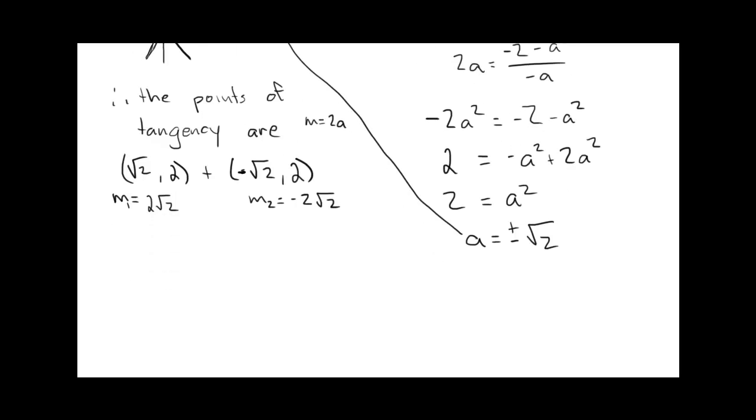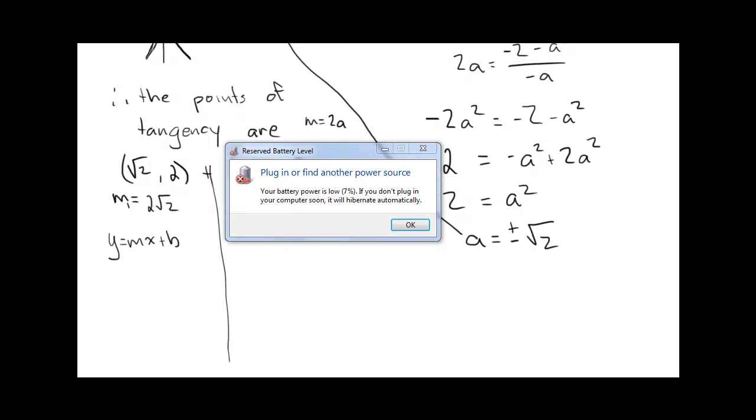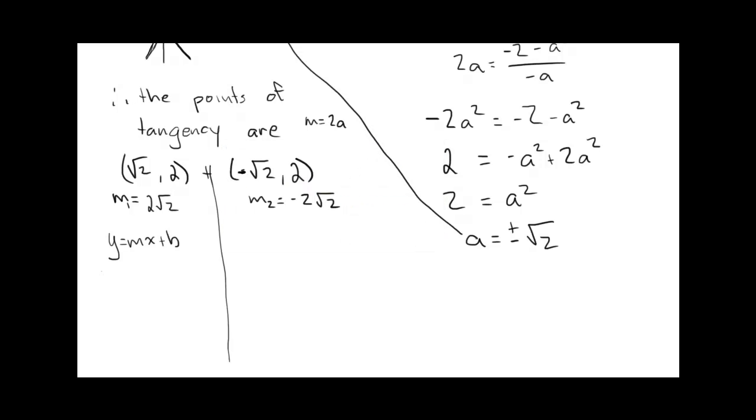So now we just have to find the equation of the line. So y equals mx plus b. So y was 2 root 2 times root 2 plus b. If my power dies, I'm not doing this example again, so you'll have to figure it out on your own. I'm going to skip some steps. So y equals 2 root 2 x minus 2, and then the same thing over here.